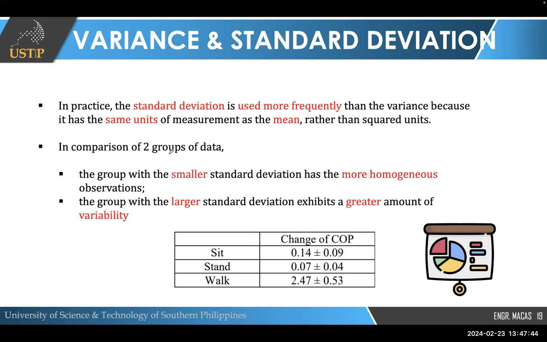So the group with the larger standard deviation exhibits a greater amount of variability. Meaning if the standard deviation is higher, the values deviate more from the mean or from each other. Okay? Wait a moment, class, I have a call.